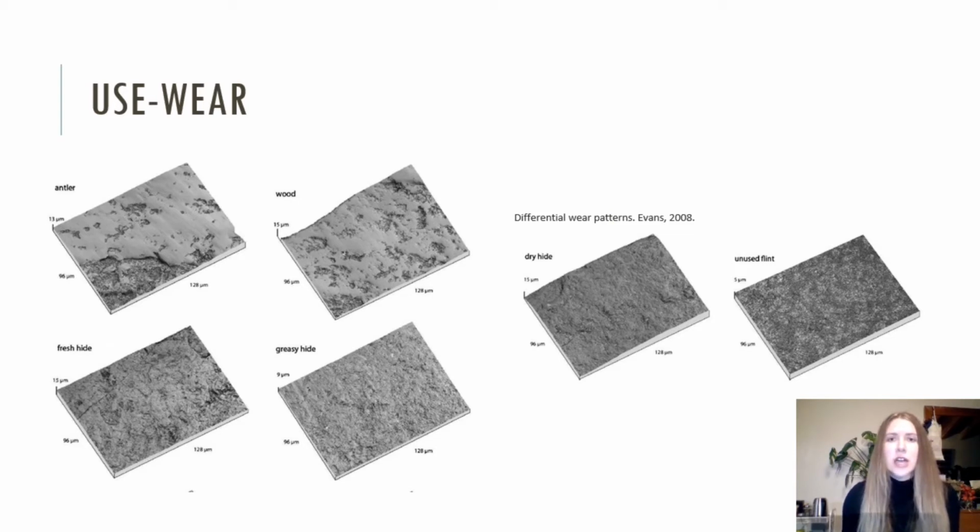The fresh hide wear is clearly more pronounced and extensive, covering almost the entire surface and causing the general appearance of a series of domed features with a fairly smooth transition between peaks and valleys. And then, as you can see, the antler and wood polished surfaces are entirely different from the hide working pieces. The polished surfaces produced on tools that worked hard materials such as wood and antler are generally much smoother than those produced by any of the hide or skins.